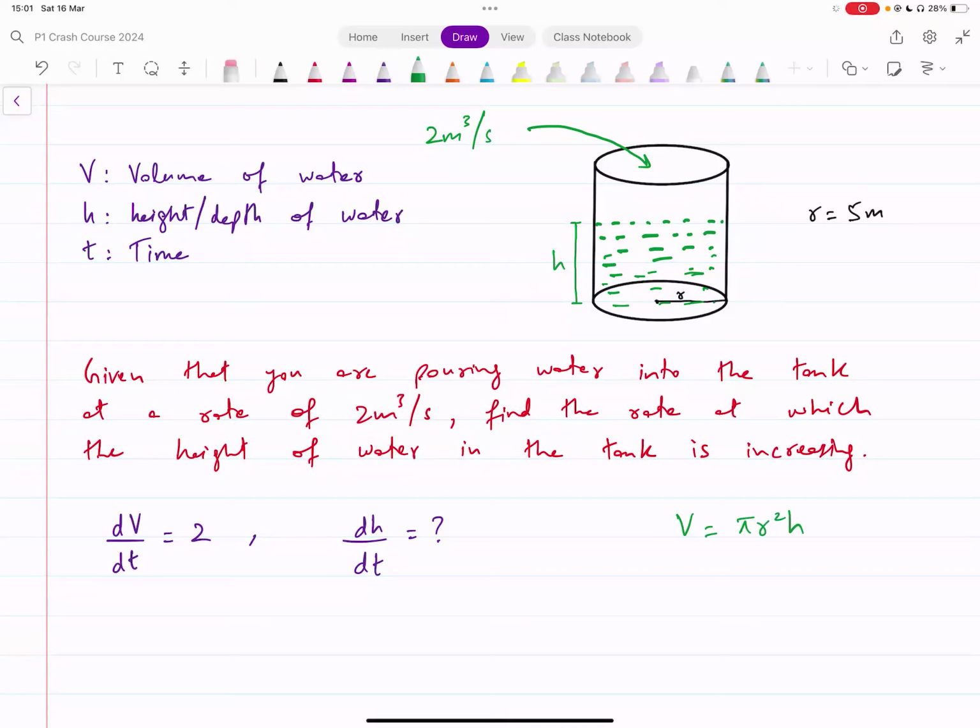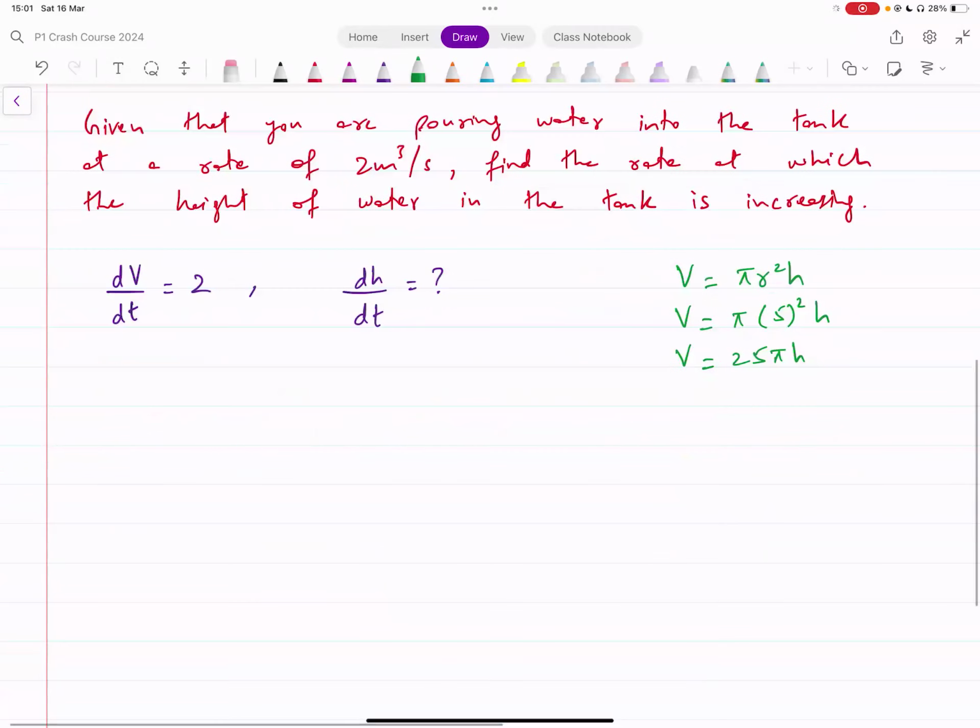Right? So we have a relationship between V and h like this. We know the radius of the container, that's 5. We can put that here. That's pi into 5 squared into h, and that gives us V equal to 25 pi h. That is how volume and height are related to each other. Now, this is the information that we have. We know that dV over dt is 2. We have to find dh over dt, and we know the relationship between volume and height.